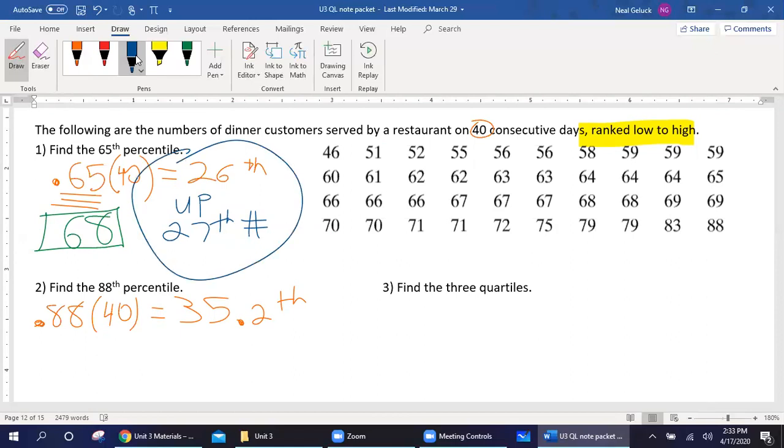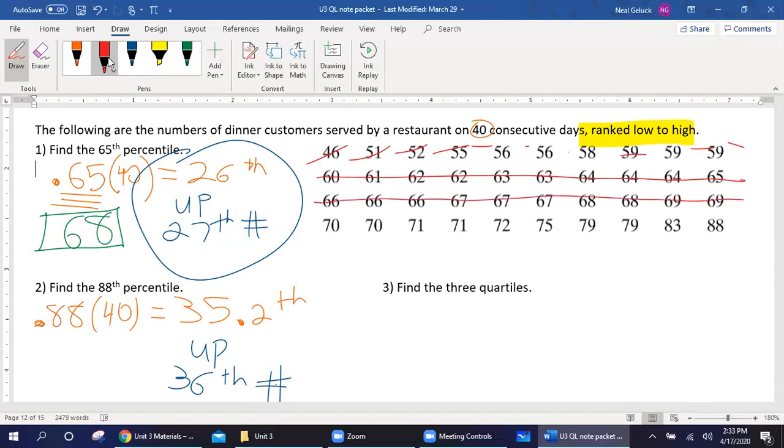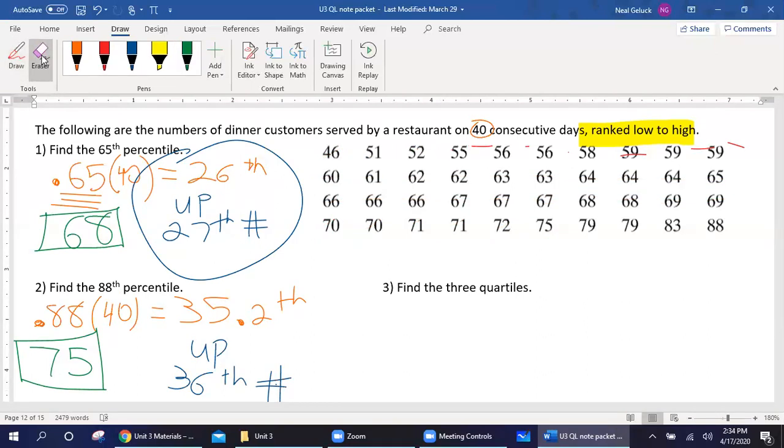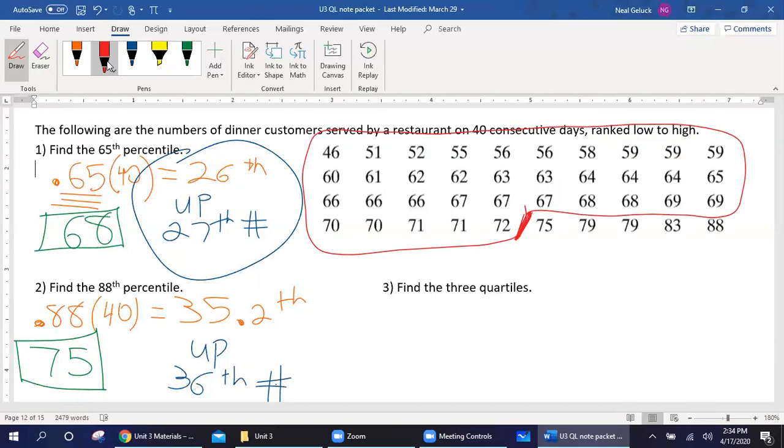Just like we did here where we took it up to the next whole number, we're going to do the same thing here. We're going to take this up to the next whole number, which is 36th. So I'm going to go to the 36th number. 1, 2, 3, 4, 5, 6, and so on, 10, 20, 30, 31, 32, 33, 34, 35, 36. So the number 75 in this list has 88% of the numbers below it. So again, what this is saying is that at this juncture on this list, 88% of the numbers are below that number.